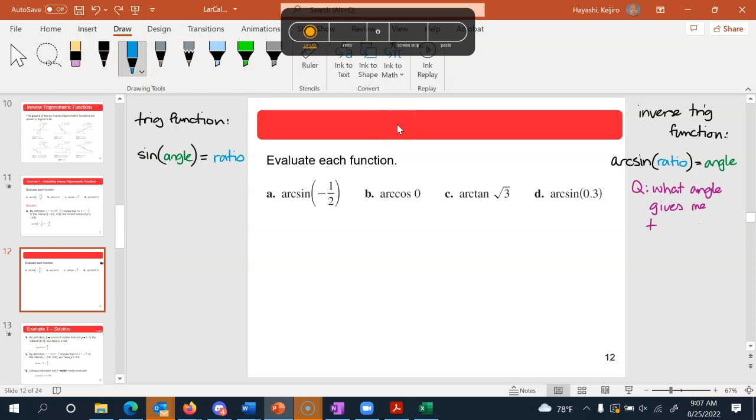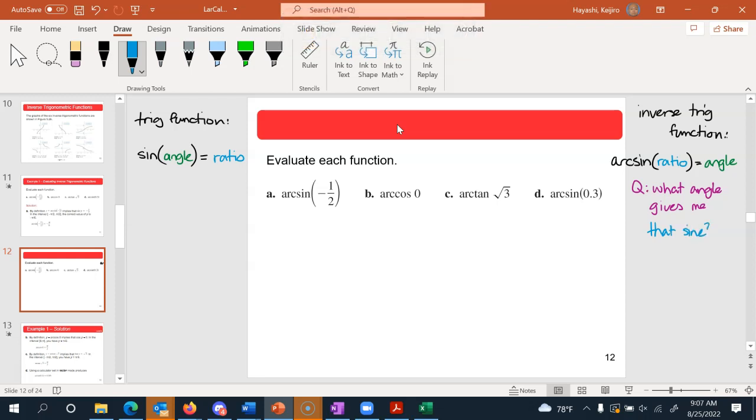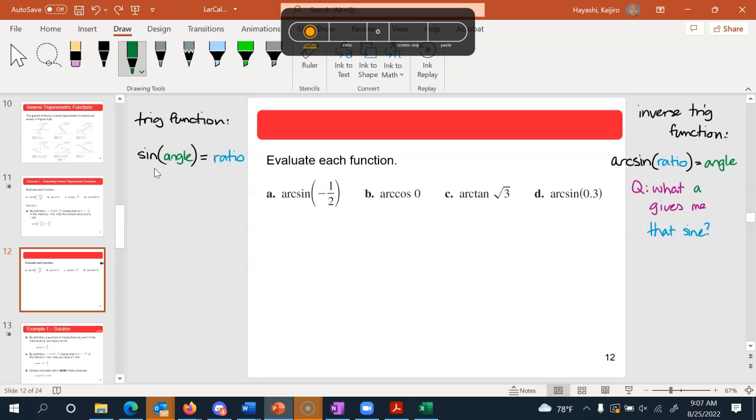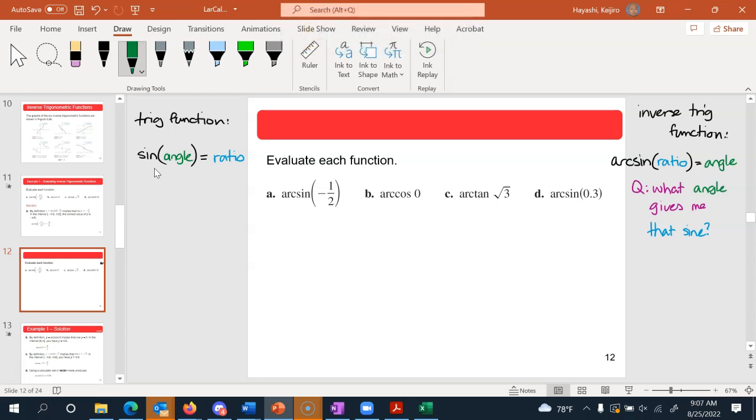And in fact, let me do this in blue and this in green. Okay, and if we just word the question like that, technically there are many angles that could give you any particular value of sine or cosine or tangent. But we've got to remember that those domains are restricted.